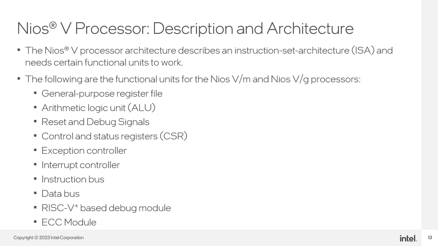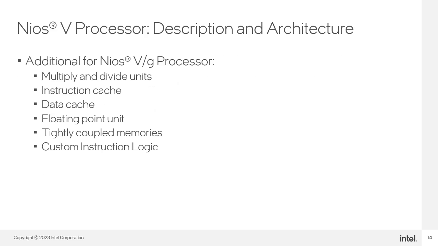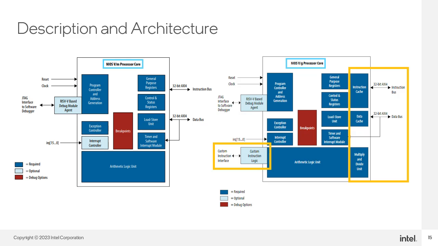This is the list of functional units that both Nios V-M and Nios V-G have as part of their architecture. In addition to the previous units mentioned, these are the features supported with Nios V-G processor. On the right you see highlighted the differences for Nios V-G processor core. Remember that the Nios V-G processor is a general-purpose processor that has custom instruction logic, instruction cache, data cache and a multiply and divide unit.